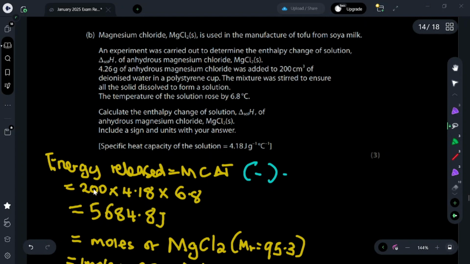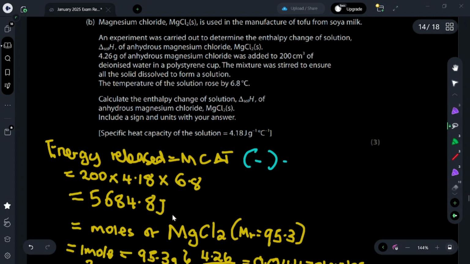So we have 200, which is the mass, the volume that was used, assuming that you are using the density of water, 1 gram per centimeter cubed. The mass becomes 200 grams multiplied by the specific heat capacity, which is 4.18, multiplied by the rise in temperature, which is 6.8. This gives us 5,684.8 joules.